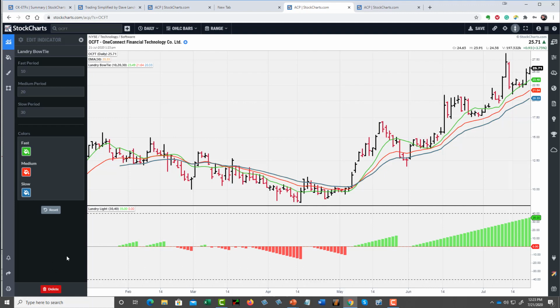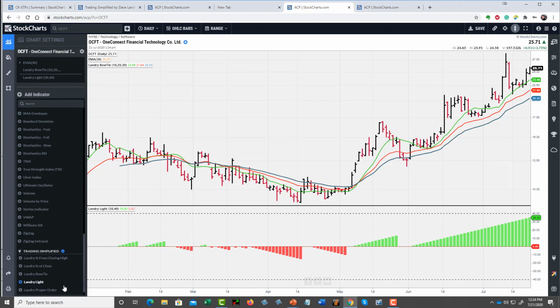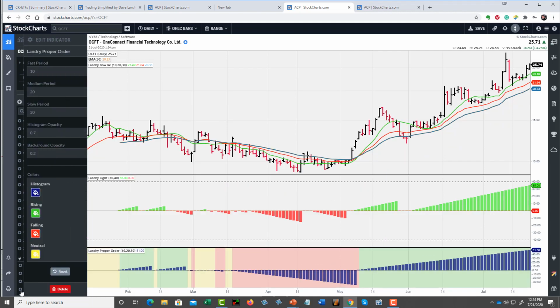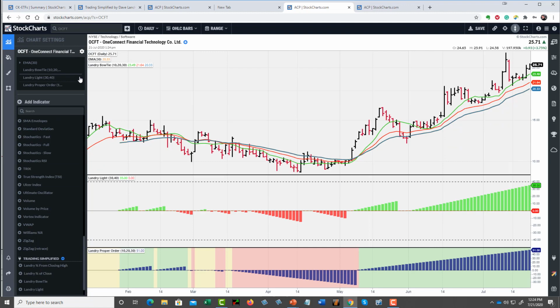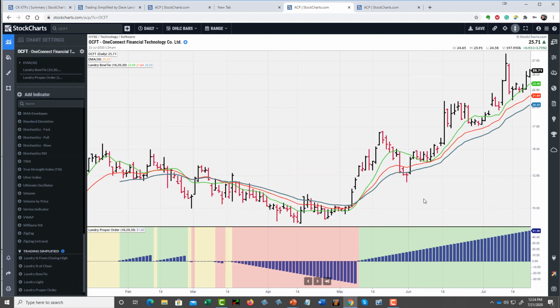And then what I'm going to add to that is, if you come down here to the indicators, I'm going to add in proper order. Okay, so we'll go ahead and get rid of the Landry light for now. We'll just talk about the bow ties, proper order. So when a market's kind of chopping around like it was back here, notice it goes from yellow to green to yellow, and then sometimes red, meaning that the bow tie moving averages are flipping back and forth. When a market's doing that, you want to stay out of the way.